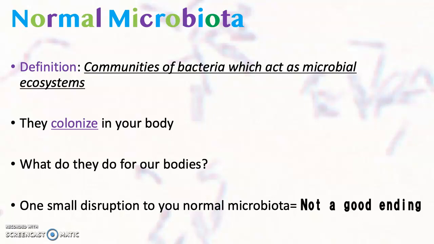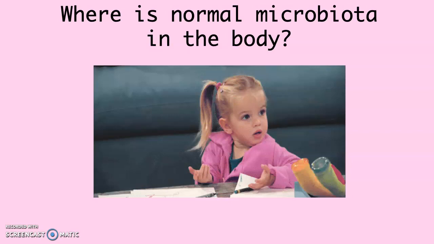What do they do for our bodies? They are good for training your immune system. As a review, your immune system fights off infection. Keep that in mind. Your immune system fights off infection, and normal microbiota are good for it. One small disruption to your normal microbiota will not be a good ending. As we will learn later in this PowerPoint, it can cause types of infections and even diseases. Now, let's keep on talking about our foundational knowledge of normal microbiota before we enter into disruptions.